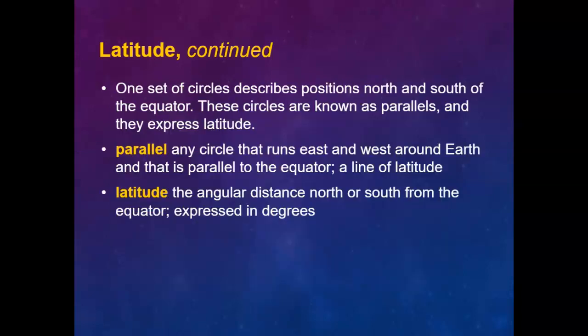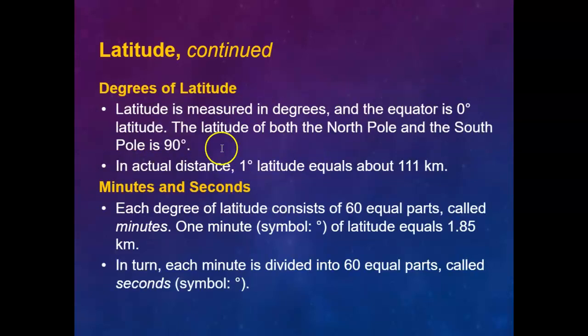Okay. Let's keep looking at a couple of things here. On your notes, it says the zero line is located at the equator. Above the zero line is north, and below the zero line is south. Okay. Let's talk about some of these degrees and what they mean. We said before that it goes all the way up to 90 degrees, right? Latitude is measured in degrees. The equator is 0. The latitude of both the north and south pole is 90.